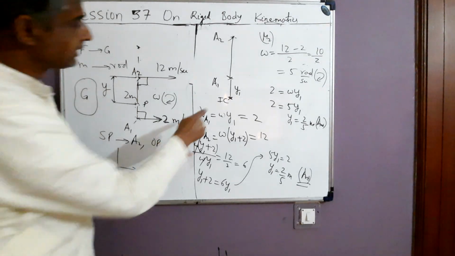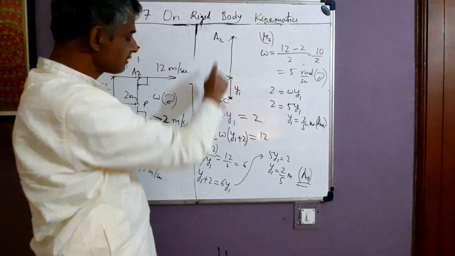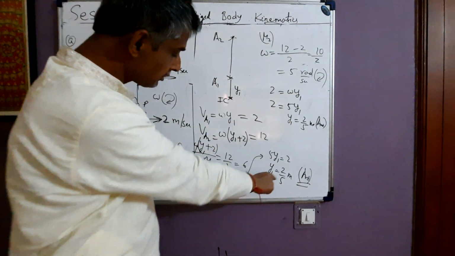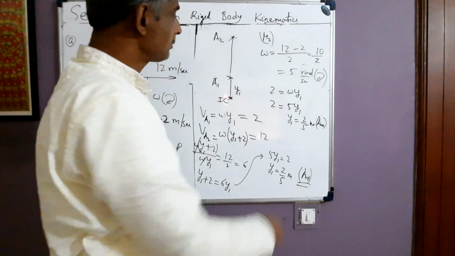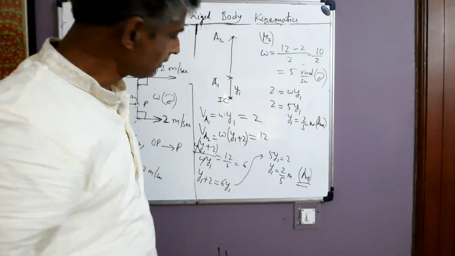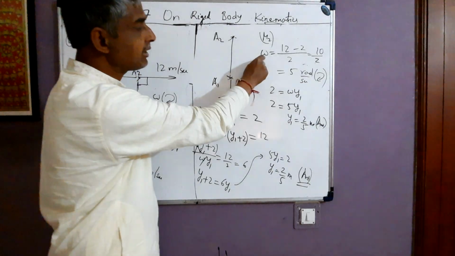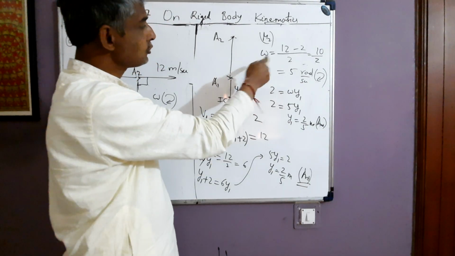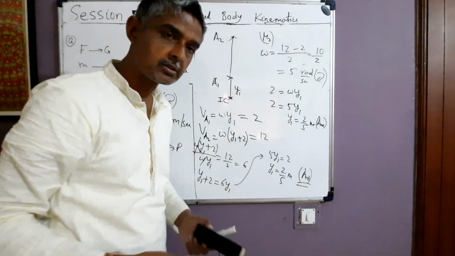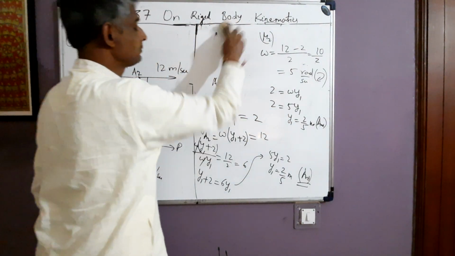So one method was that I wrote down two equations: omega y1 is equal to 2 and omega into y1 plus 2 is equal to 12, and then dividing these two and solving, we get y1 equal to 2 by 5 meter. Another method was that we first find omega from relative normal speed by separation and then use any of these two equations to solve it. I use this equation plus the value of omega. Omega I can determine and use this one to solve y1. Both will give the same answer. Okay. Now we can solve this by method 3 also.